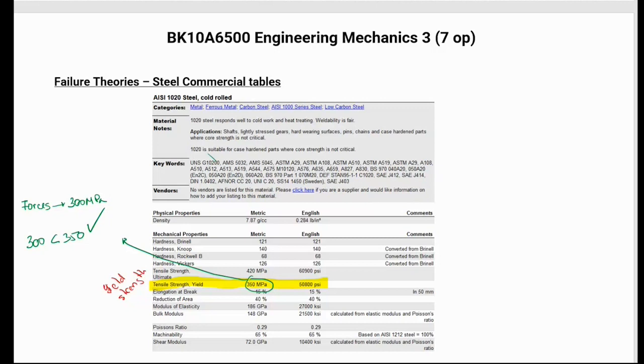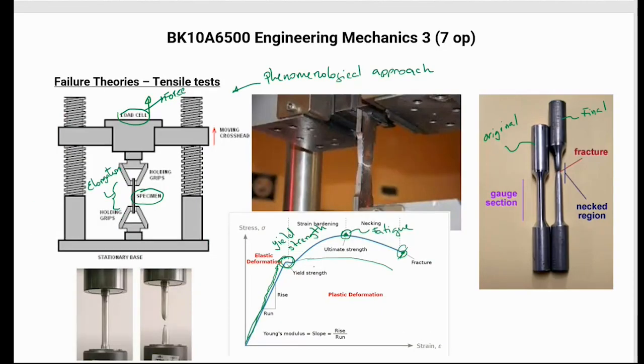So how did these guys who sell this cold rolled 1020 steel come up with this 350? Well, they came up with it using a test, because this is the way they produce it. But was it one test, two tests, three tests, 1,000 tests, a million tests? How many? That's a good question. Maybe several tests. They did test it several times, and they got different numbers.